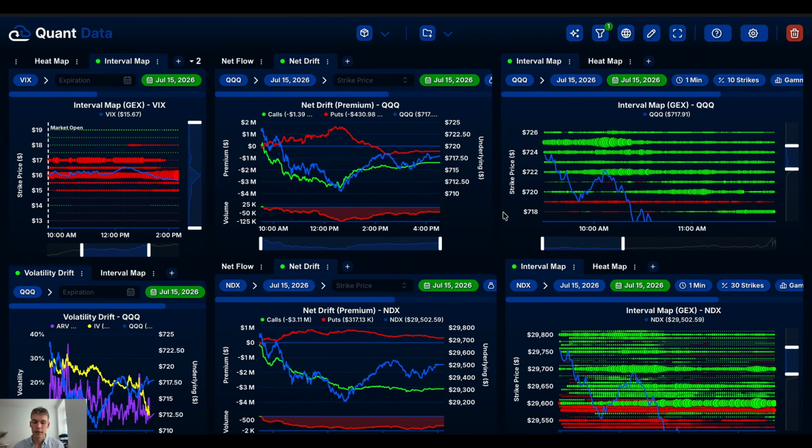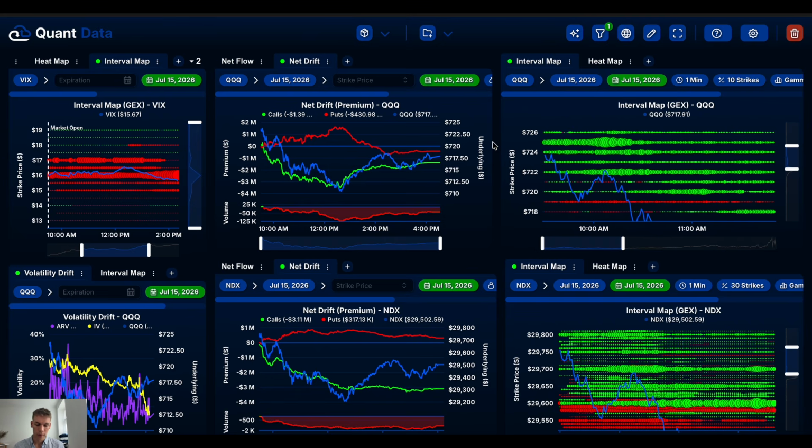And what we can see here, where I always start, this is my foundation, is net drift premium. This is the best feature ever created, because you can see who is under control right now, right? So you see that puts are dominating at this specific market open on both assets. So you see QQQ and NDX, these are the assets that I look at.